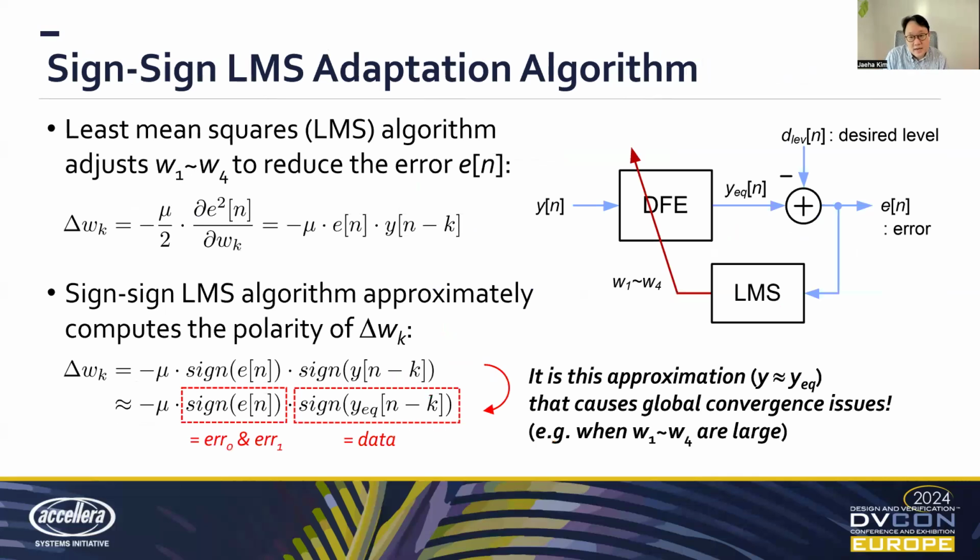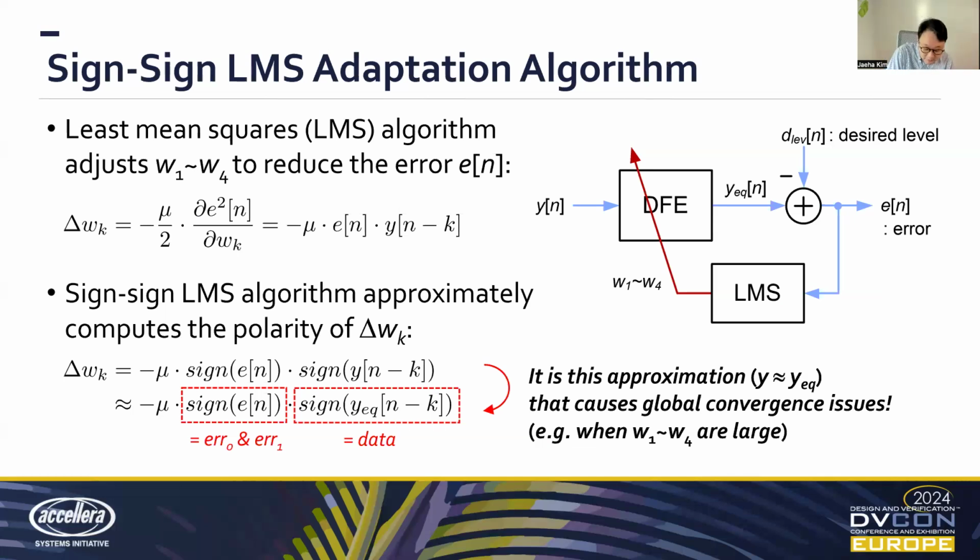For carrying out this adaptation, perhaps the most popular algorithm being used today is called the sign-sign LMS adaptation algorithm. LMS stands for least mean squares algorithm, which is a really old technique and also very powerful, that adjusts the coefficients in the adaptive filter in a direction that can reduce the mean squared error.